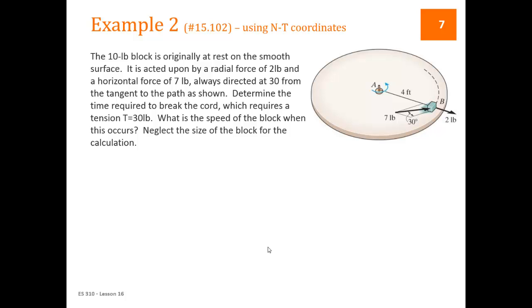As a second example, our forces are going to get a little bit more complicated, and we're going to end up having to use the normal tangential coordinates because this block is moving in a circle. So we have a 10-pound block, originally at rest, so H1 is equal to 0. It's on a smooth surface, so there's no friction. It's acted upon by a radial force of 2 pounds, right? So there's that one. And a horizontal force of 7 pounds that's always 30 degrees from the tangent.